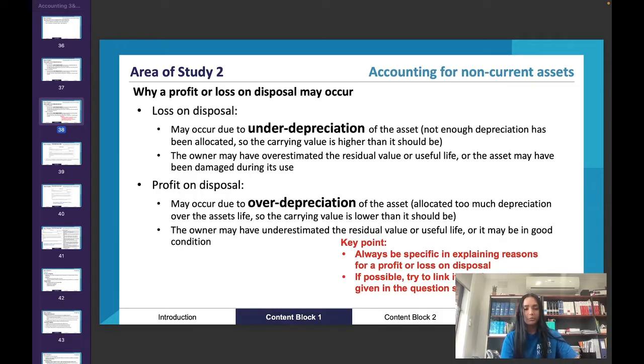If you're going to say over depreciation, explain why. And second of all, try to, as best as you can, link it to the information that's given in the question. Specifically, with accounting in the exam, the questions have a block of writing, like a mini paragraph of writing, and then the question.